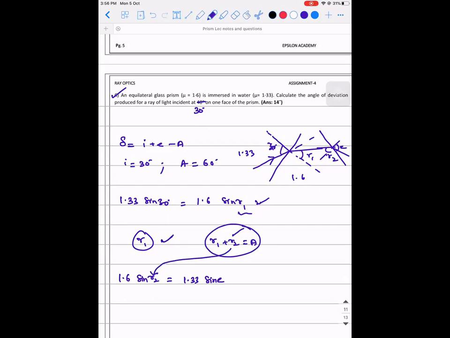Once you get E, what are we supposed to do? Substitute in this, then you will get the value of delta. That is I plus E minus A. That will give you the required answer. So I hope you are able to understand, and think also.